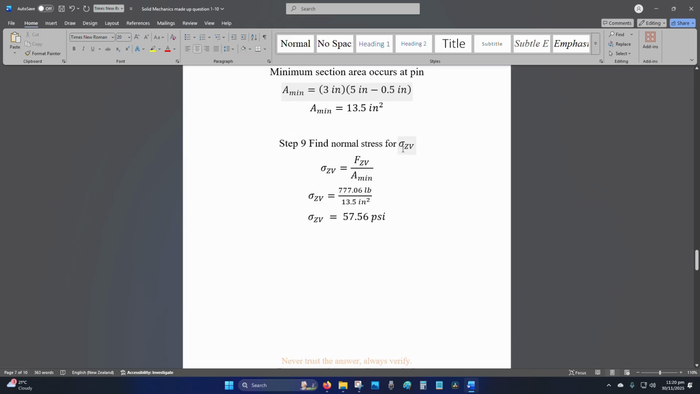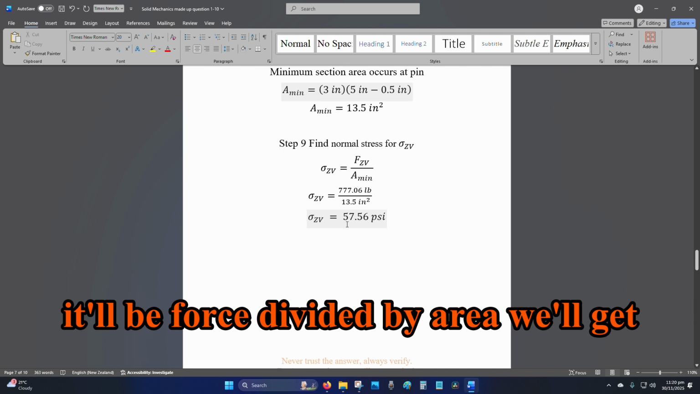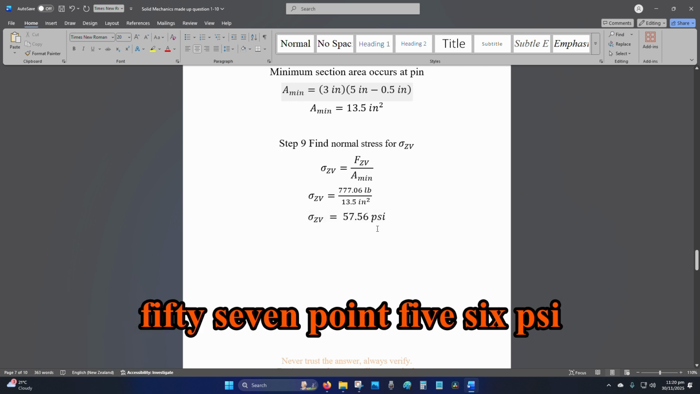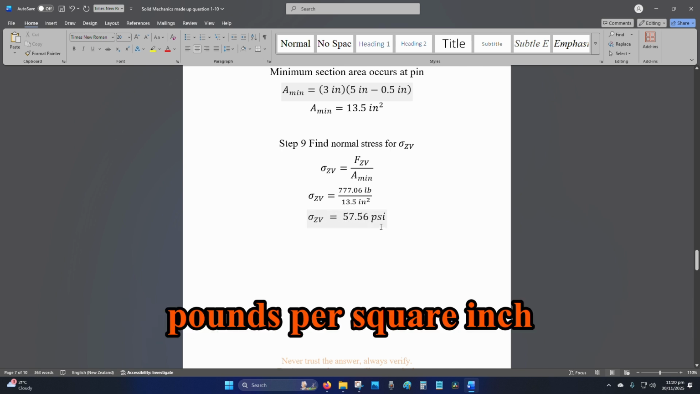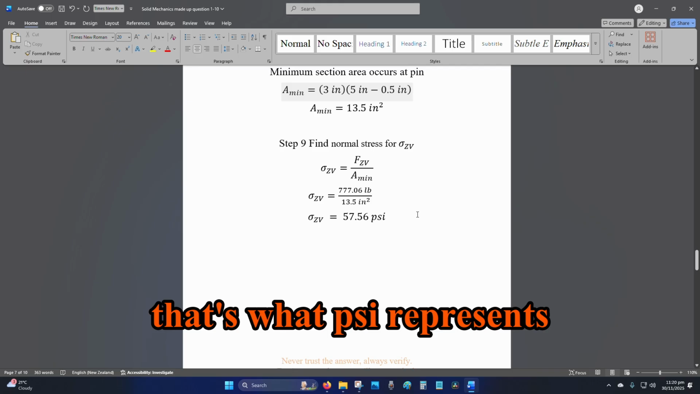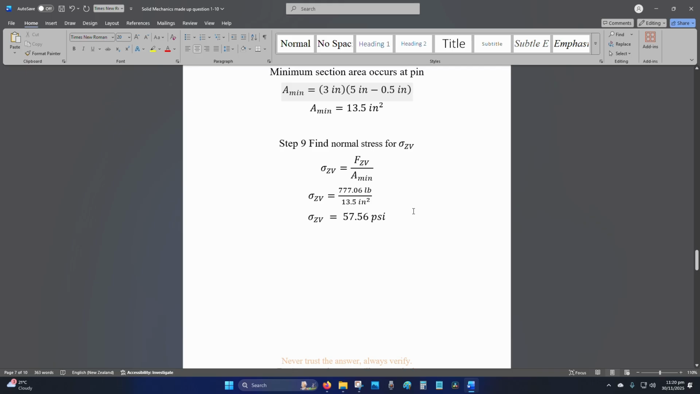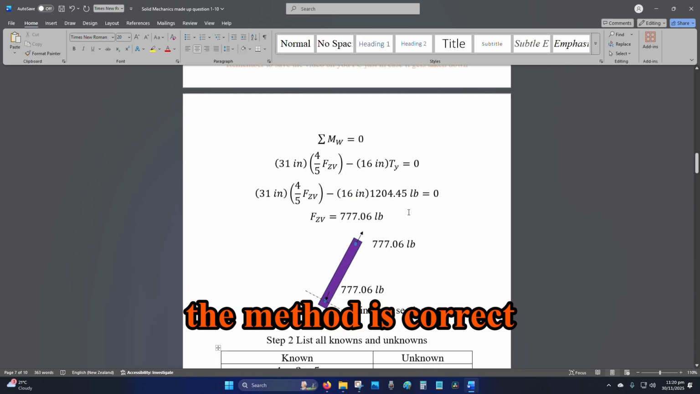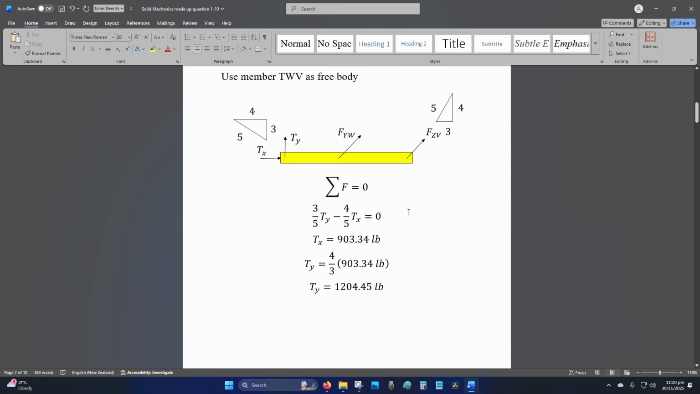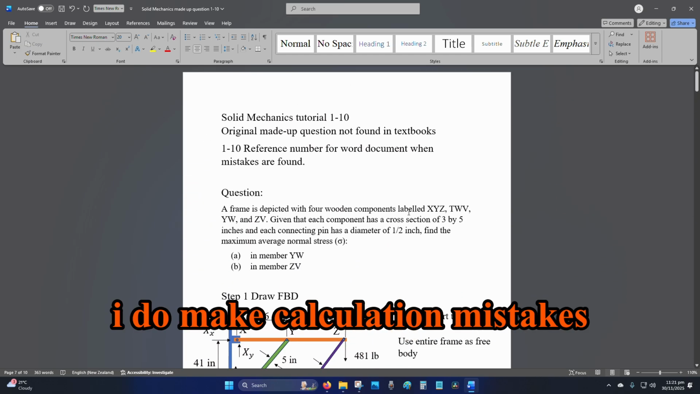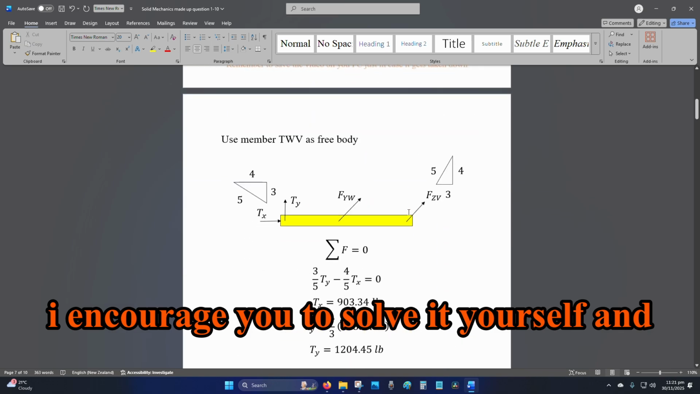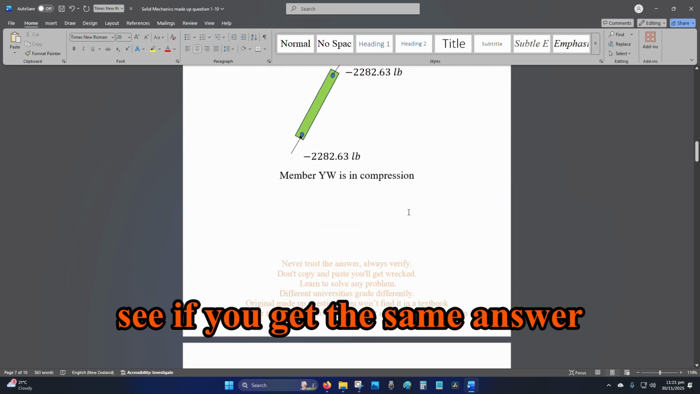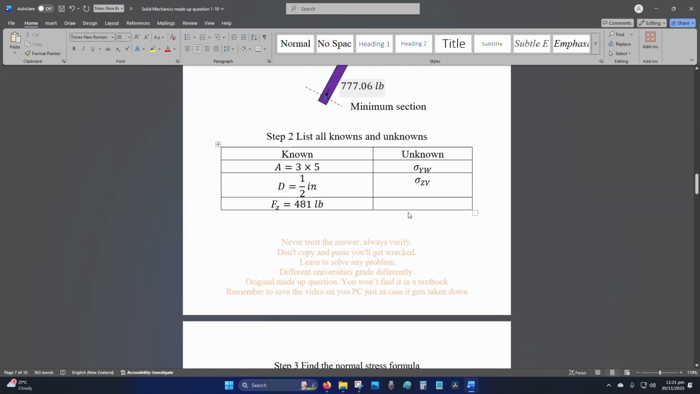Step 9, we can now plug and play. Once again, it'll be force divided by area. We'll get 57.56 psi. Pounds per square inch. That's what psi represents. Disclaimers: the method is correct. However, I do make calculation mistakes. I encourage you to solve it yourself and see if you get the same answer.